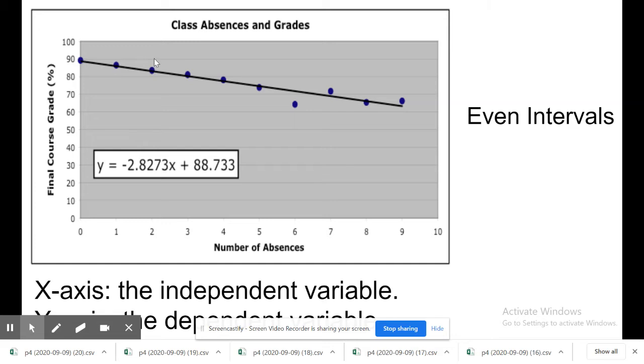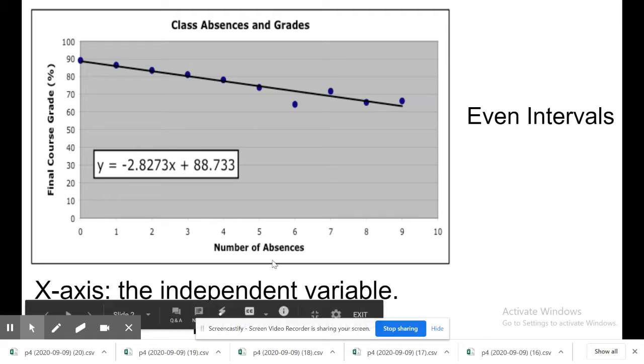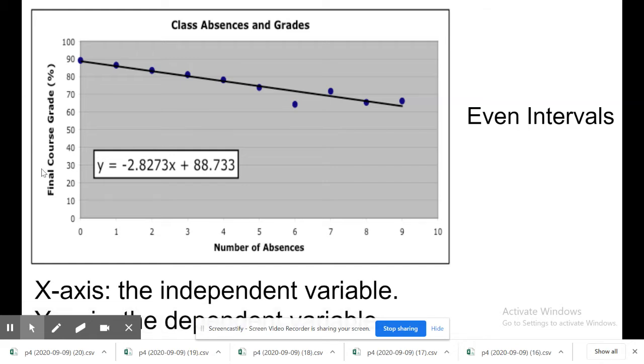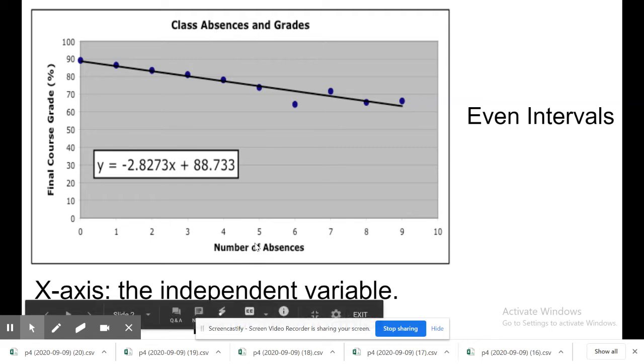Okay. So again, this graph is talking about student class absences versus grade. Each graph contains two variables. One is an independent variable, the other one is a dependent variable. The independent variable is the cause. So the cause of student grades is the class absences. So class absence is the independent variable. We always put the independent variable on the x-axis and the dependent variable on the y-axis. That's very important. A title, x-axis independent variable, y-axis dependent variable.